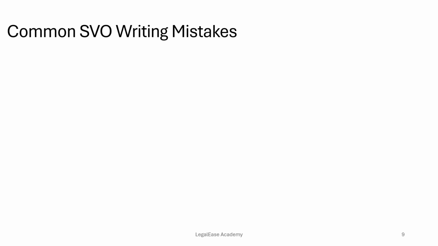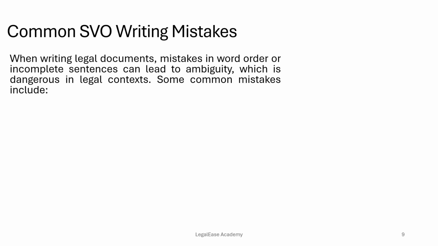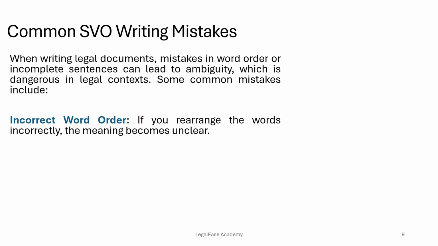Let's take a look now at some common writing mistakes that we often see in legal English. So when writing legal documents, mistakes in word order or incomplete sentences can lead to ambiguity, which means it can lead to the meaning not being clear, which is dangerous in a legal context. And some common mistakes would be things such as incorrect word order. So if you rearrange or change the order of the words, the meaning becomes unclear. And in some cases, the meaning can change altogether.